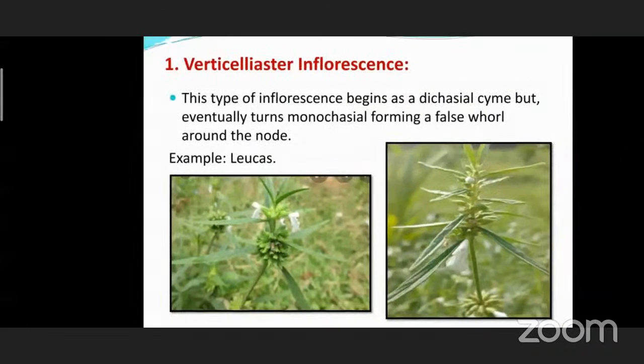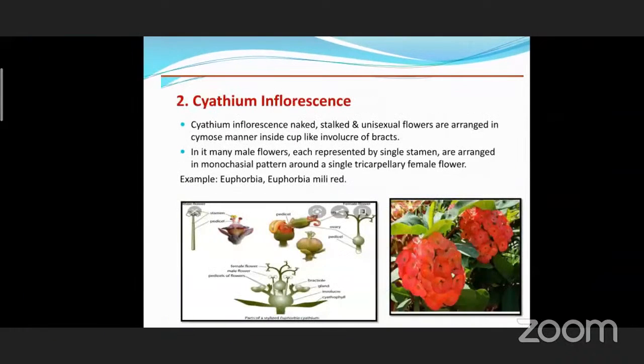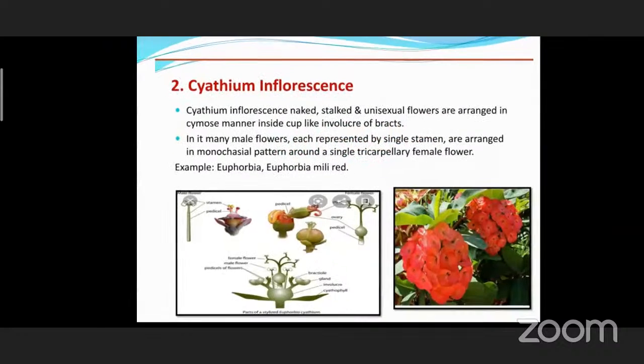This is the first special type of inflorescence, verticillaster inflorescence. Next we will go with the next slide. Second special type of inflorescence, that is cyathium inflorescence. In cyathium inflorescence, naked, stalked, unisexual flowers are arranged in a cymose manner inside a cup-like involucre of bracts.